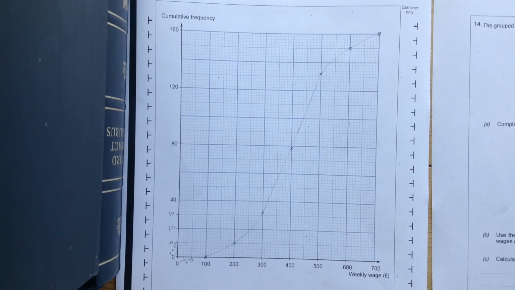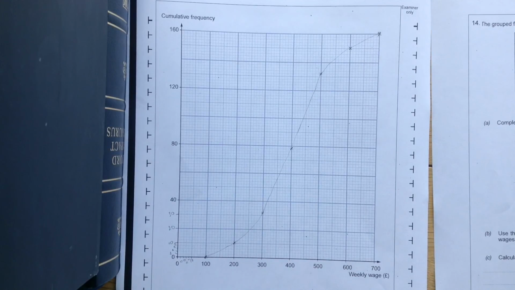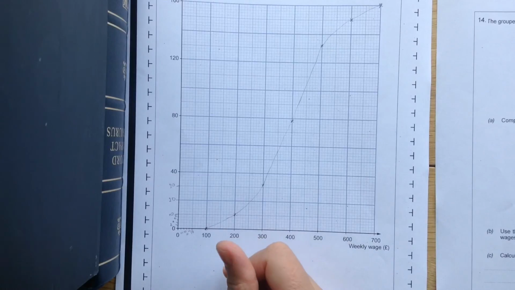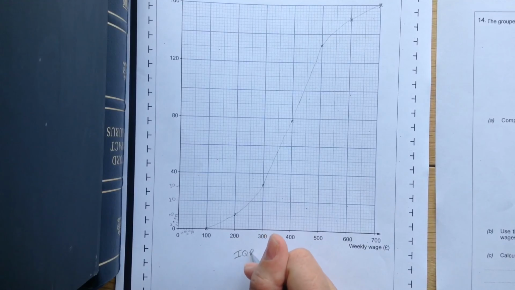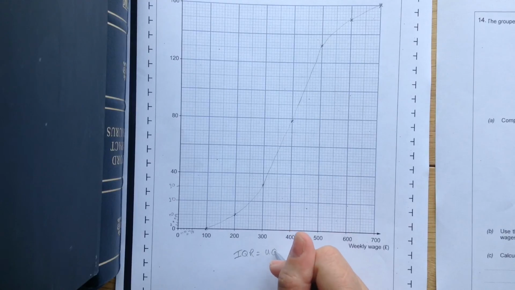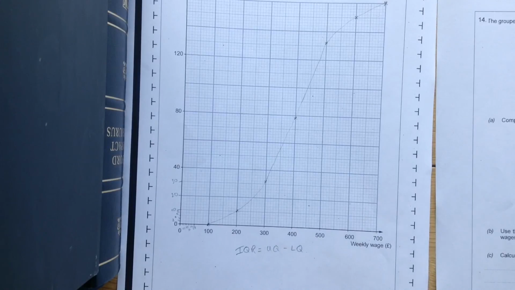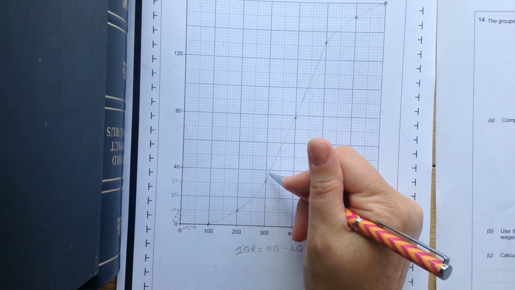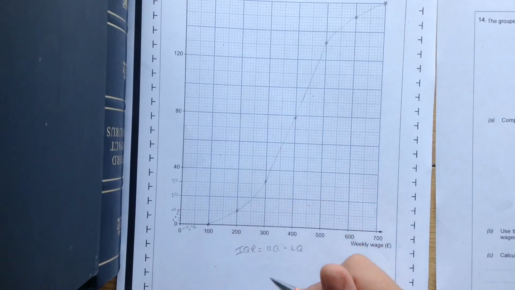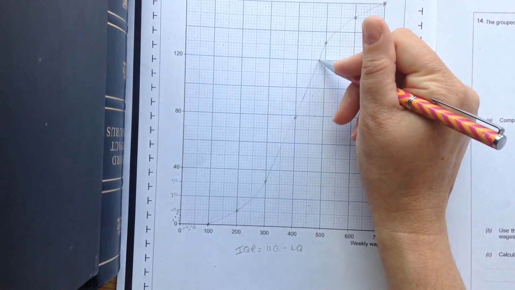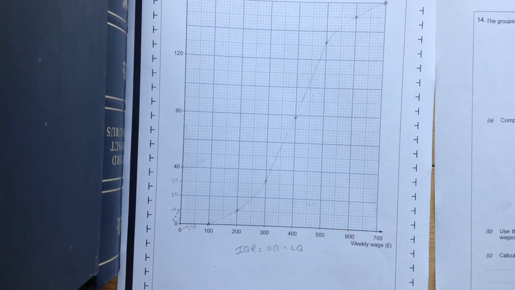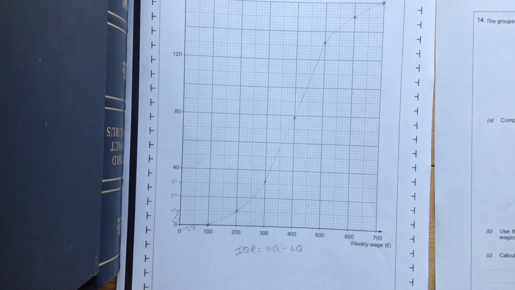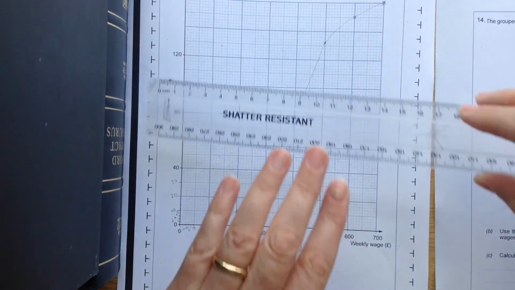Okay, part C says calculate an estimate for the interquartile range. Okay, so the interquartile range, remember, is the, put it by here so you can see it, the interquartile range equals the upper quartile, take away the lower quartile. Okay, so the lower quartile is a quarter of the way up, across and down. The upper quartile is 3/4 of the way up, across and down. Okay, so the upper quartile first of all then. So up to 120, because that's 3/4 of 160.